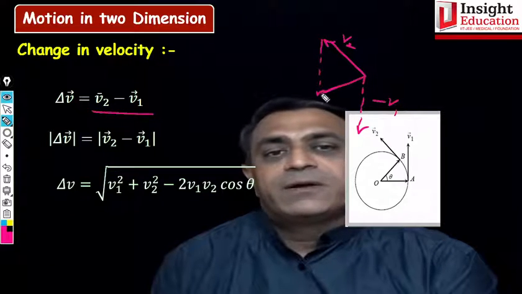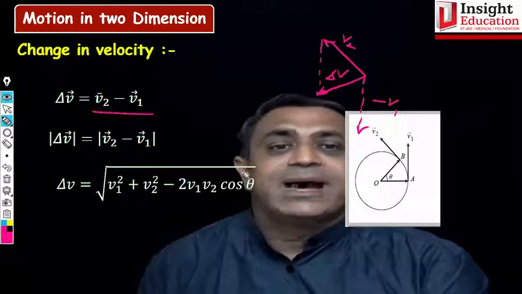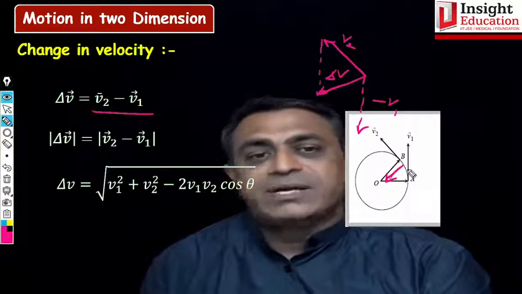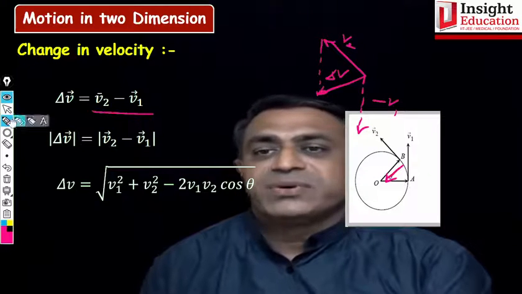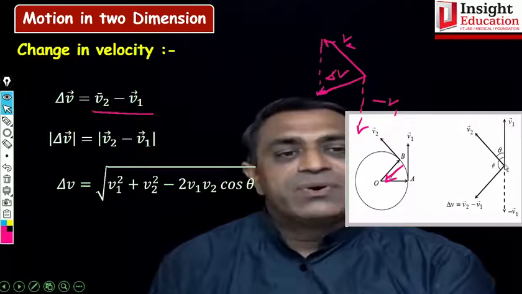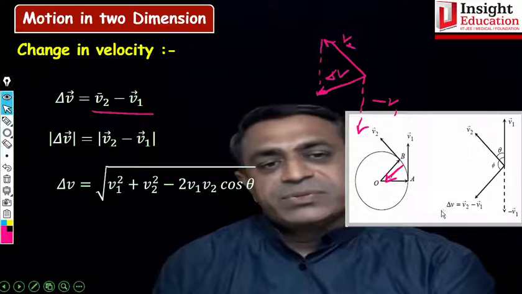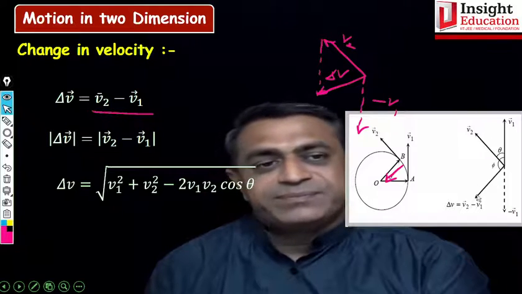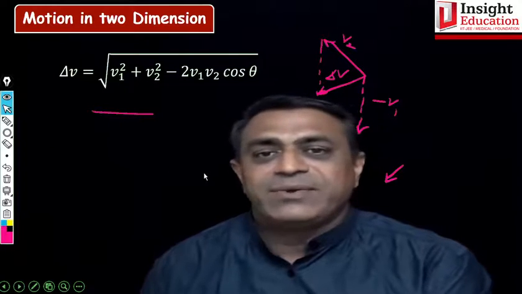So you will get delta v. So delta v, that is towards the center. So you can see delta v. Okay, so vector v2, vector v1, so minus v1, and the resultant, that is delta v, v2 minus v1, that is inside. Clear? So you can find the direction of delta v.